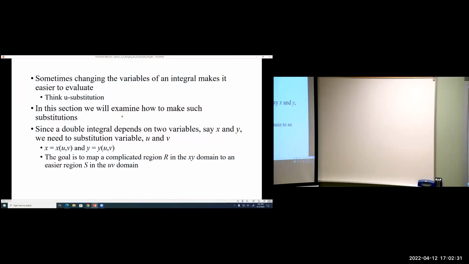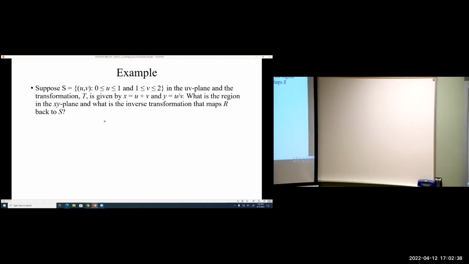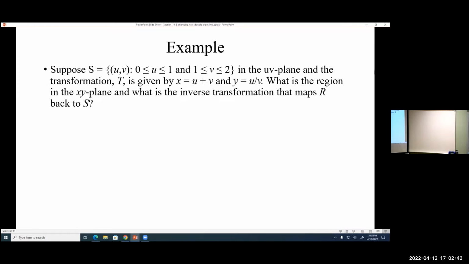So basically, we take something in the xy domain and put it over into the uv domain. Now, the first one I want to talk about is actually just the relationship between the two. All right, so let's say that u is between 0 and 1, v is between 1 and 2. So this would be the transformation. So it's kind of like we've already done the substitution. How would we get back to the original region? What was the region we were transforming? Why was it so messy?